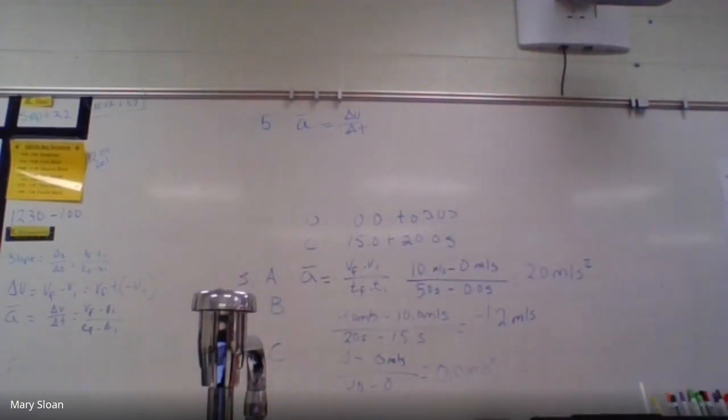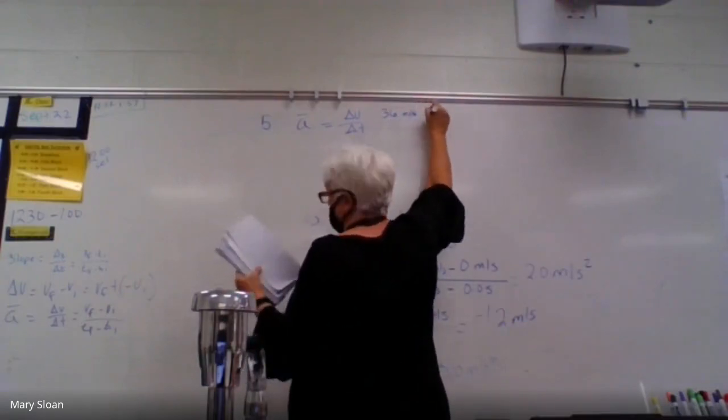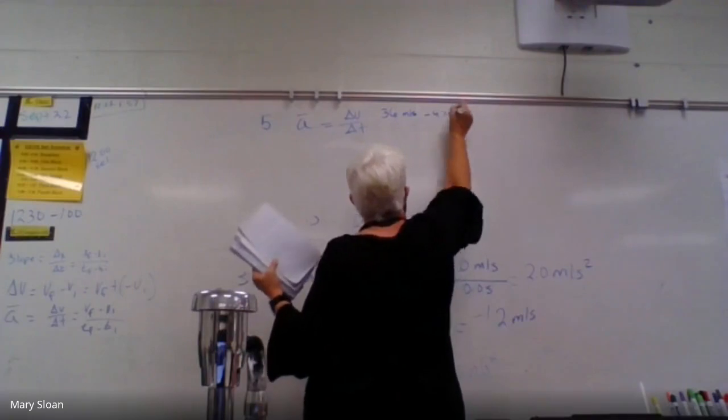Let's start with velocity final minus velocity initial. What is my final velocity for number 5? It says a race car forward velocity increased from 4.0 meters per second to 36 meters per second. My velocity final is 36 meters per second, correct? What's my initial? Your initial is going to be 4 meters per second. So I'm going to say 36 meters per second subtract 4 meters per second.